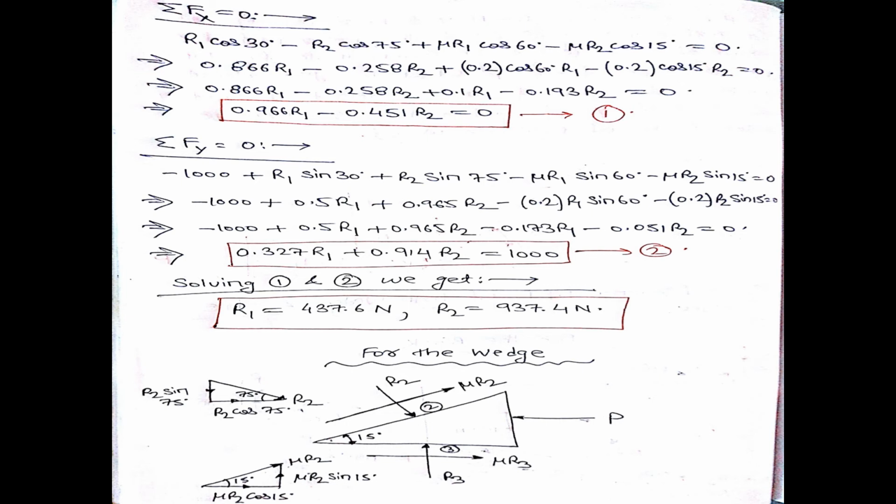Now since both equations are linear, just solve these two equations, equation 1 and equation 2. You will get the value of R1 and R2. That is, R1 is 437.6 and R2 is 937.4. Is it okay? Yes, sir. Okay.